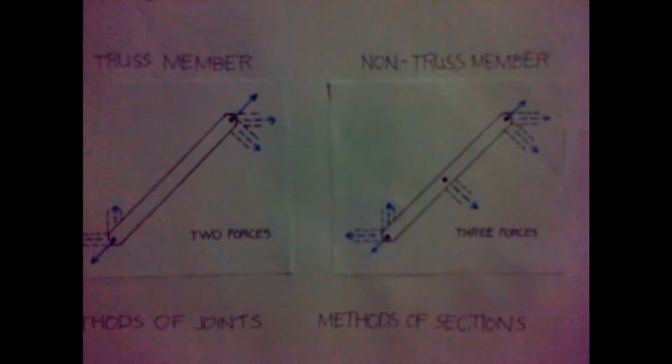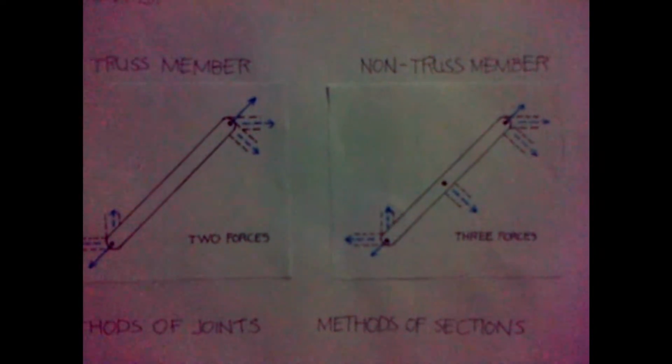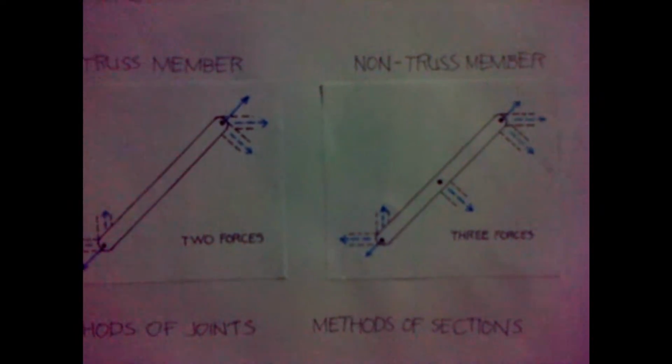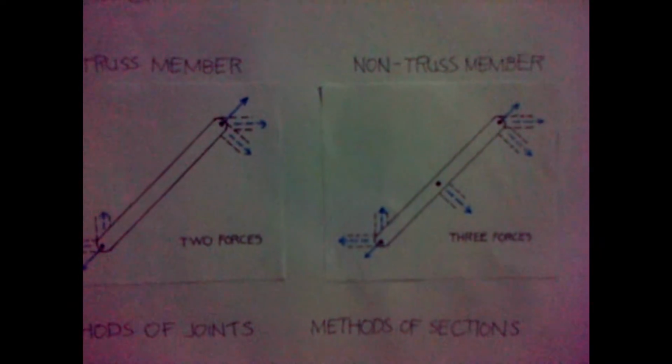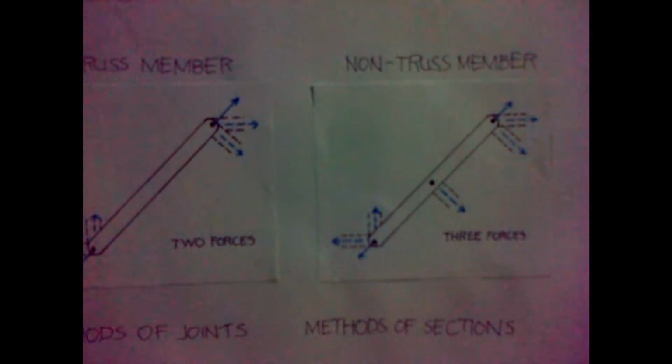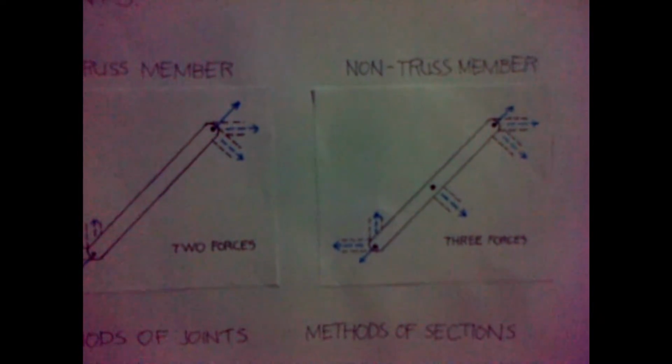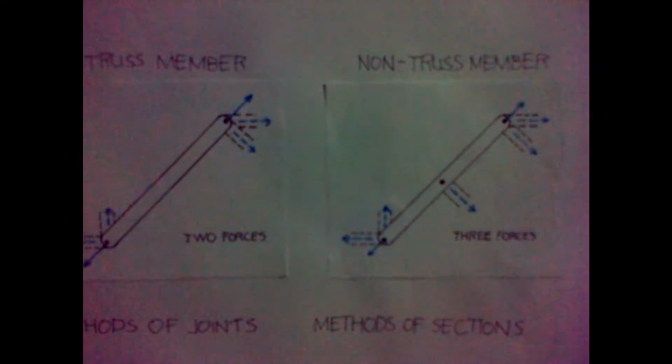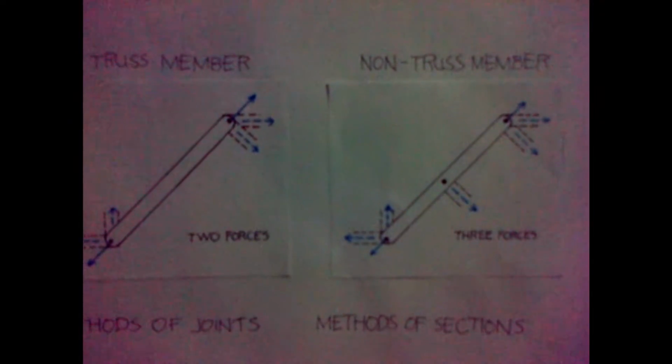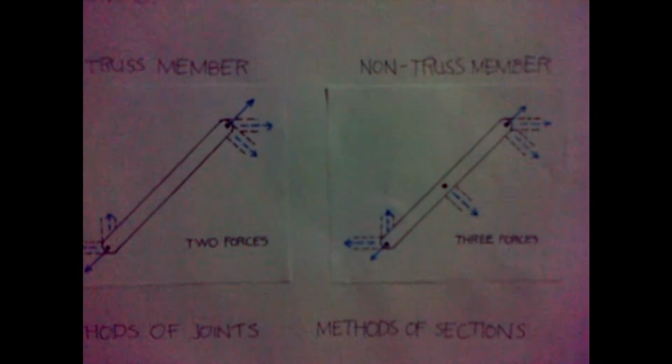Main concepts to remember are that forces only act at the pin joints. Member forces are always in the direction of the member, and there are no moments in a member. There are two methods to solve for each member load: the method of joints and the method of sections.